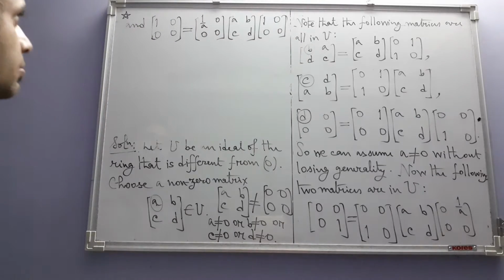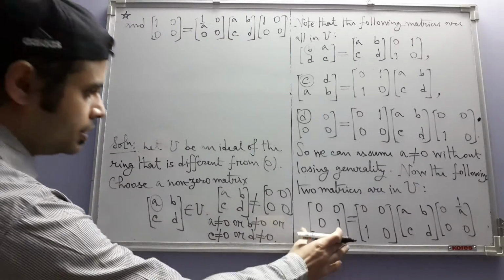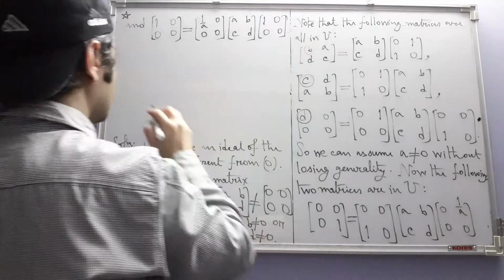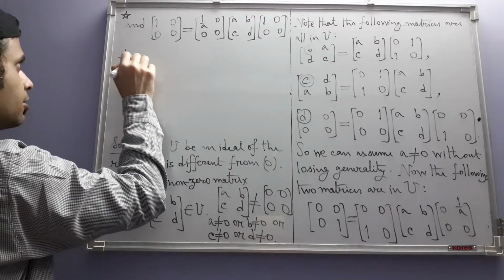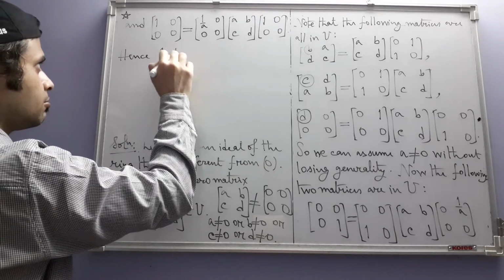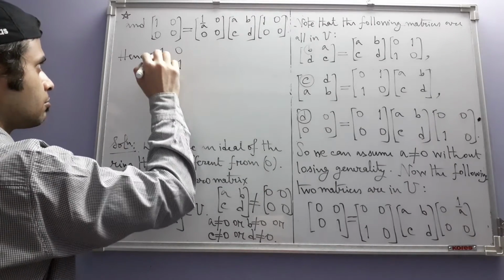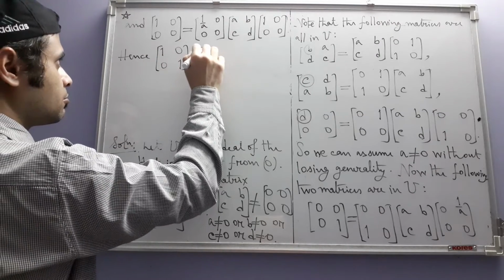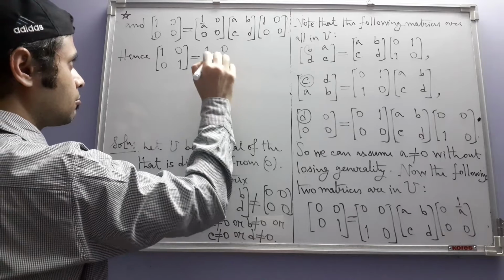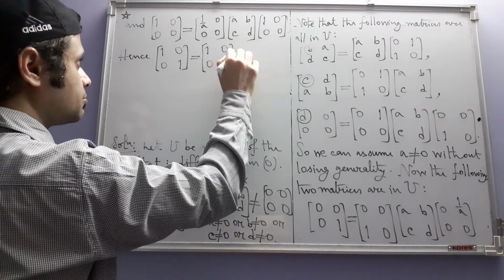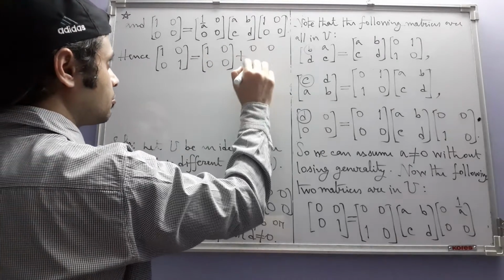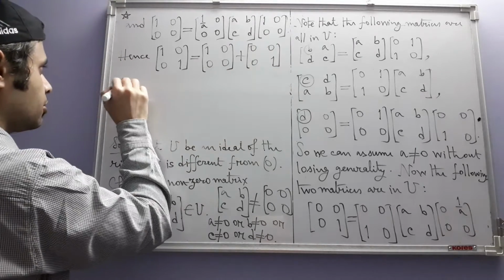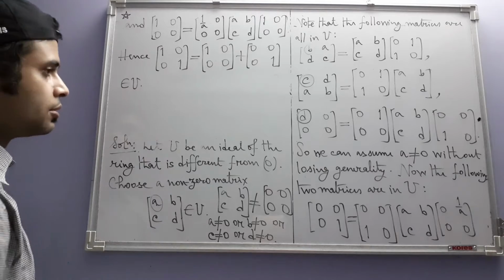Okay, so this belongs to you, this also belongs to you. Hence, their sum will also belong to you. This also belongs to you.